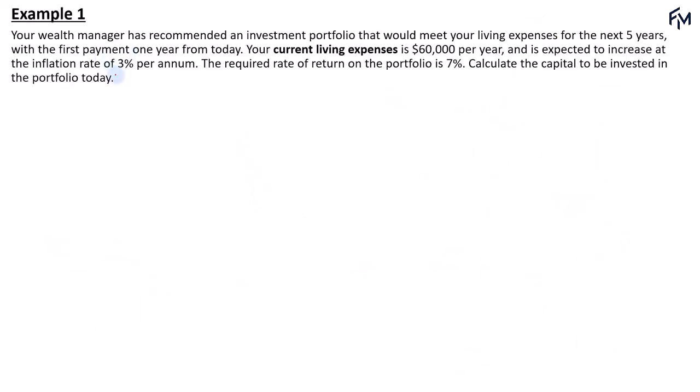So in example 1, your wealth manager has recommended an investment portfolio that would meet your living expenses for the next 5 years, and the first payment will be 1 year from today from your portfolio. So your current living expenses is $60,000 per year and is expected to increase at the inflation rate of 3% per annum. So the required rate of return on the portfolio is 7%. Calculate the capital to be invested in the portfolio today.